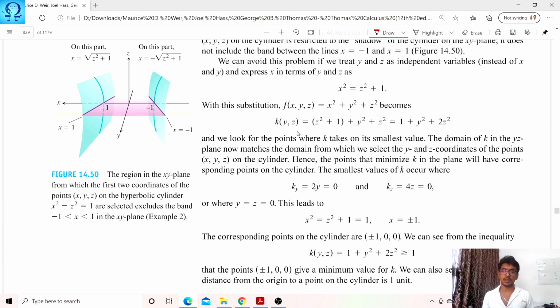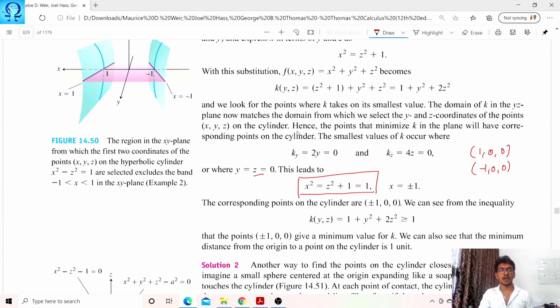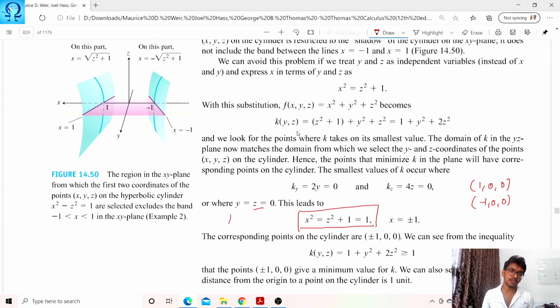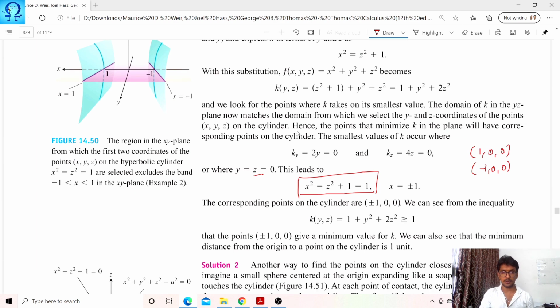If you put z is 0 in this quantity, you get x squared is 1, so x is plus or minus 1. Therefore, you get the points (1, 0, 0) and (-1, 0, 0), which are lying on the hyperbolic cylinder, and that is going to be the closest distance from the origin. From the diagram itself, you may very well see that is happening. This is one way of proceeding.